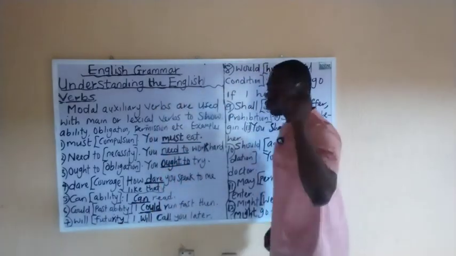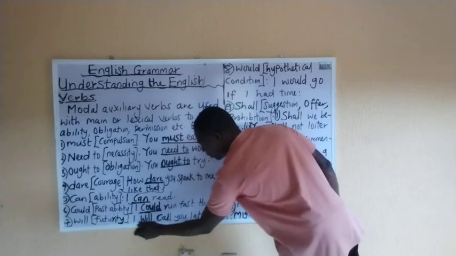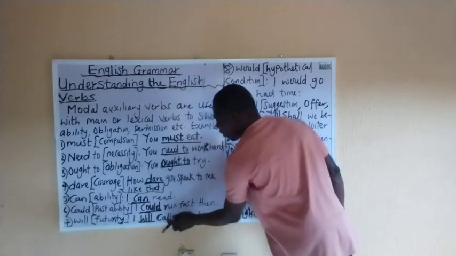Number 7, will. Will is used to show futurity. That's future action. I will call you later. Will is the modal auxiliary verb. Then call is the main verb.